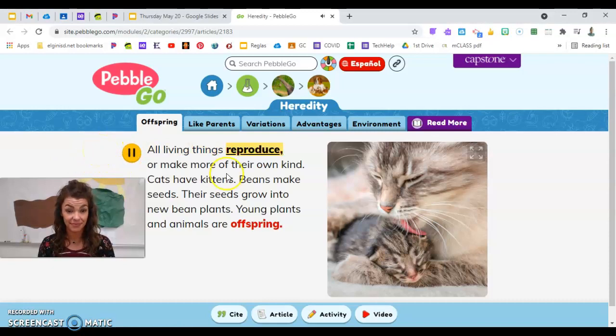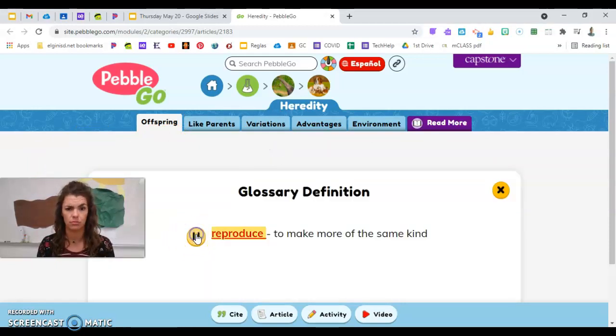All living things reproduce or make more of their own kind. Cats have kittens. Beans make seeds. Their seeds grow into new bean plants. Young plants and animals are offspring. We've got 2 new words. It says all living things reproduce. Reproduce. To make more of the same kind.